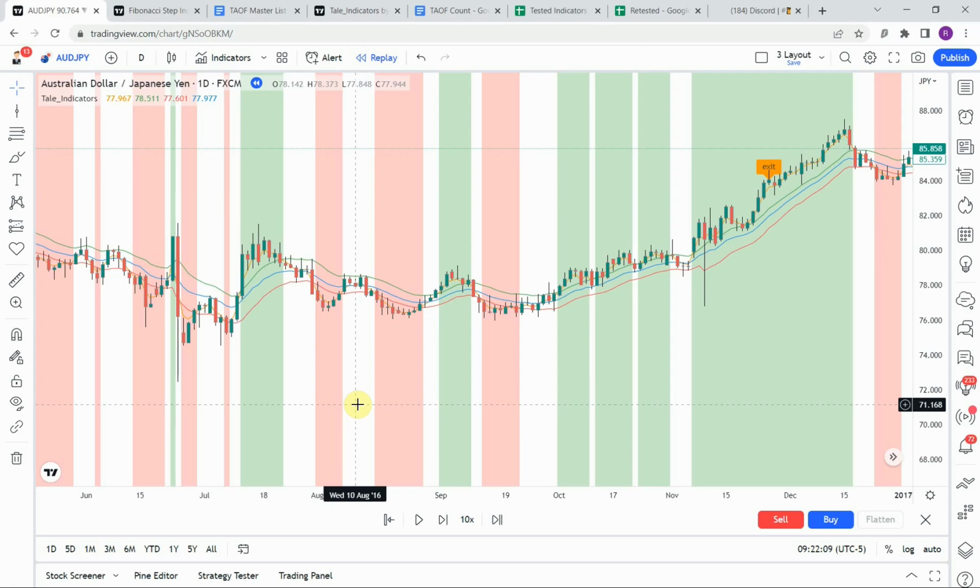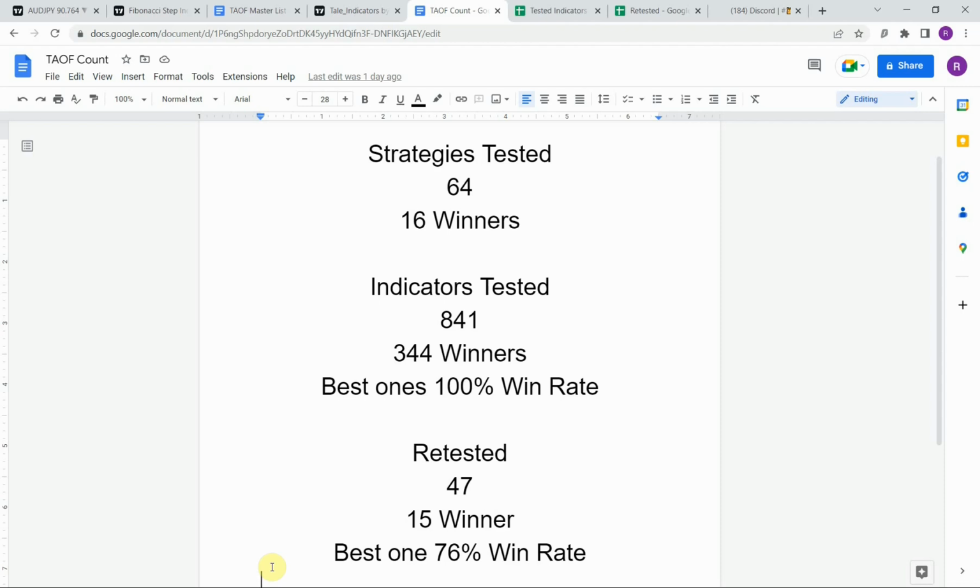Alright, as I said, today we will be looking at an advanced testing of the tail indicator. Before we do though, I wanted to put the testing scoreboard up for everyone to see. So to date, we have tested a total of 64 different strategies, with 16 of them being profitable. We've also tested a total of 841 indicators, with 344 of them being winners. The best ones so far were able to achieve a 100% win rate. Now you need to go back and watch those videos to understand the context of how they were able to achieve that. So go back and watch those videos and see what you can get out of those winning indicators.